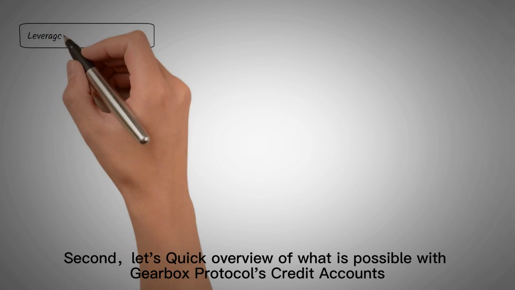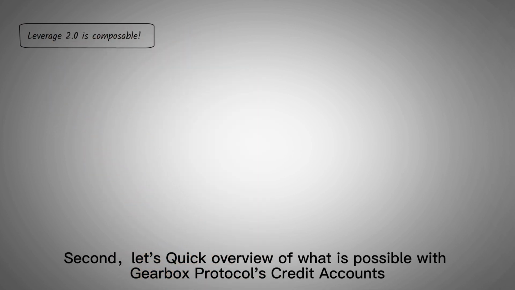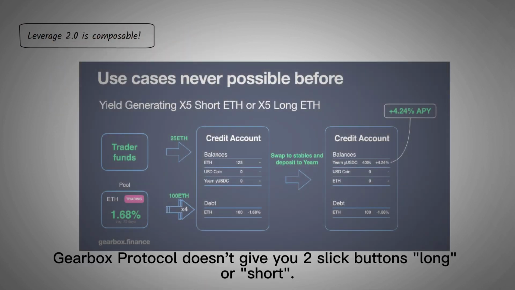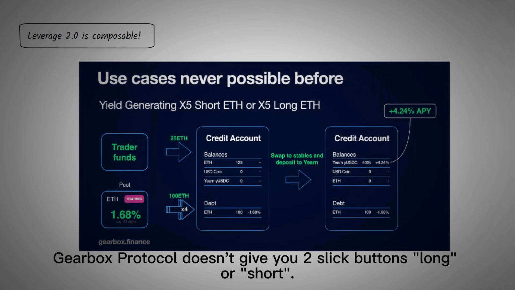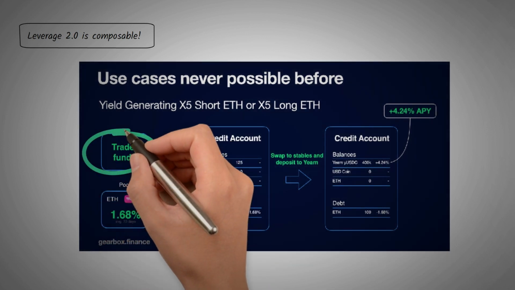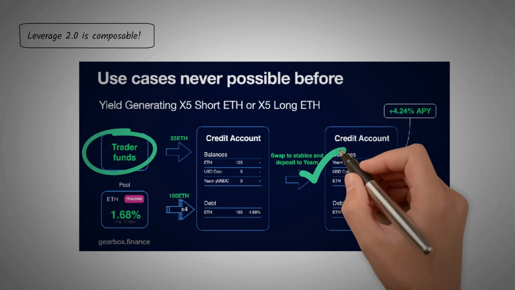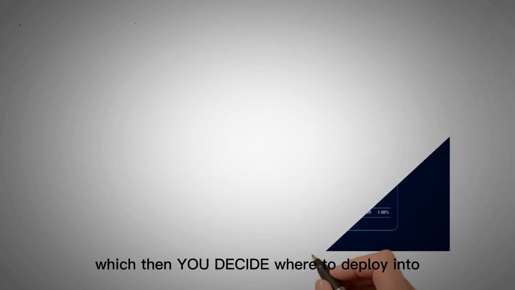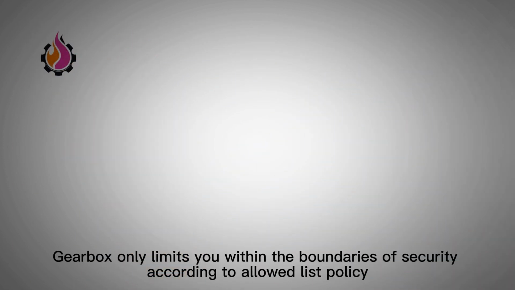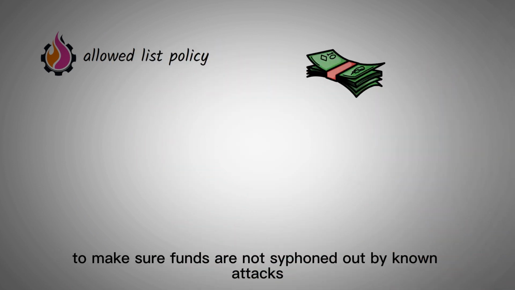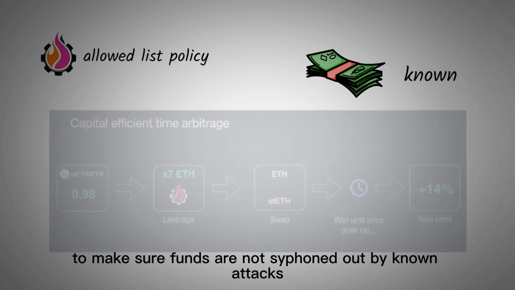Second, let's take a quick overview of what is possible with Gearbox Protocol's credit accounts. Gearbox Protocol doesn't give you two slick buttons, long or short. It gives you more capital to work with, which you then decide where to deploy into. Gearbox only limits you within the boundaries of security according to an allowed list policy, to make sure funds are not siphoned out by known attacks.